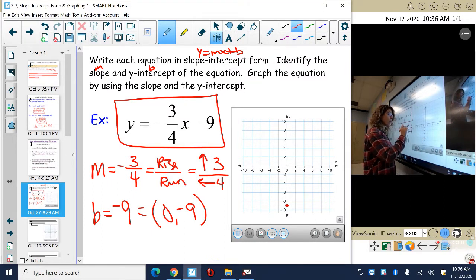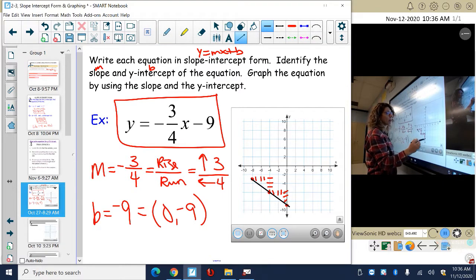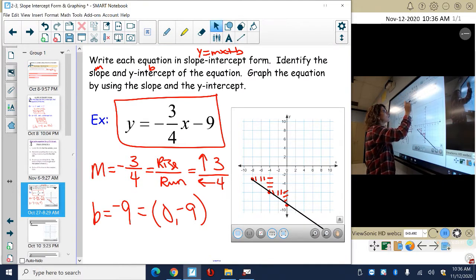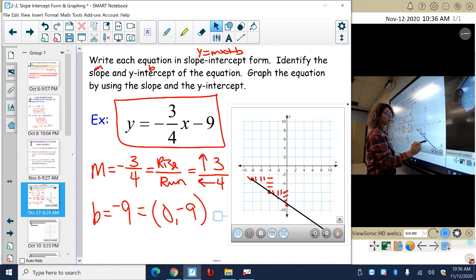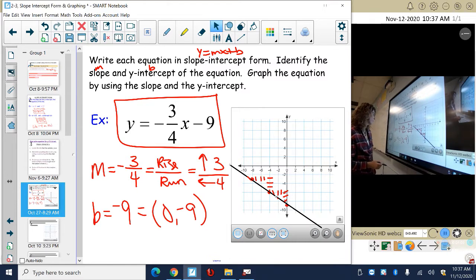And then from there, I'm going to rise up 1, 2, 3 units, and I'm going to run 1, 2, 3, 4 units to the left. I can do that again if I want to. 1, 2, 3 units, and then 1, 2, 3, 4 units. So do you see that now I have 3 points, and I can go ahead and extend that, and there's my line.